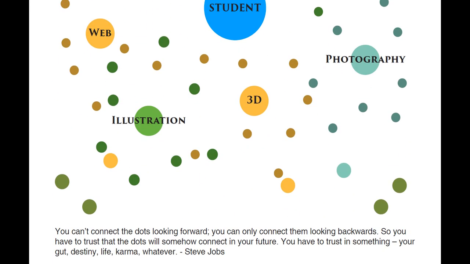And then the quote on the bottom, which Anna pointed out: You can't connect the dots looking forward, you can only connect them looking backward. So you have to trust the dots will somehow connect in your future. You have to trust in something, your gut, destiny, life, karma, whatever. Steve Jobs.